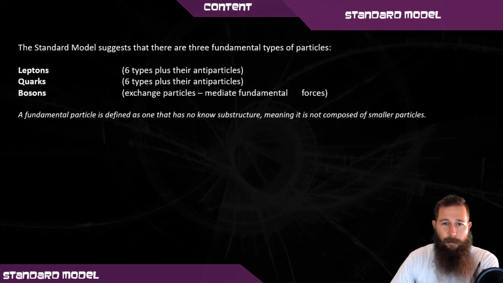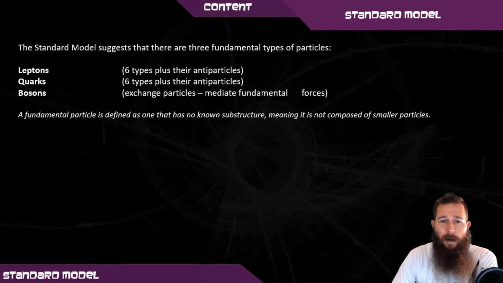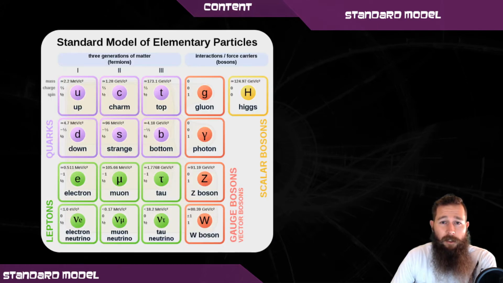So when we're at school, we learn that atoms are the smallest thing. And as we progress in our science, we find that atoms are actually comprised of smaller particles. Now the standard model goes even further to describe the fundamental particles. And those are the ones that have no known substructure, meaning they're not comprised of anything else. They're the smallest particles. The fundamental particles are shown in this diagram.